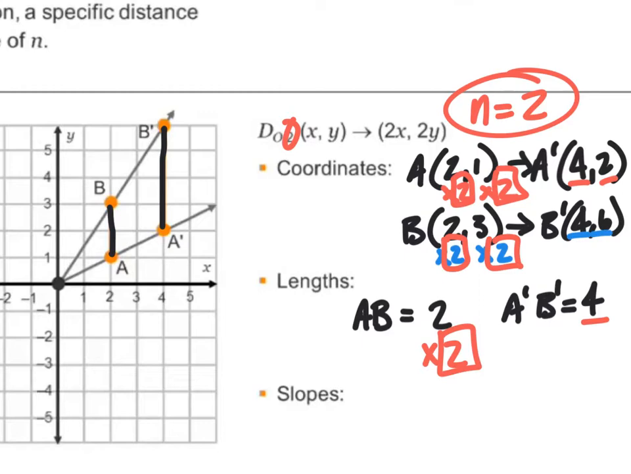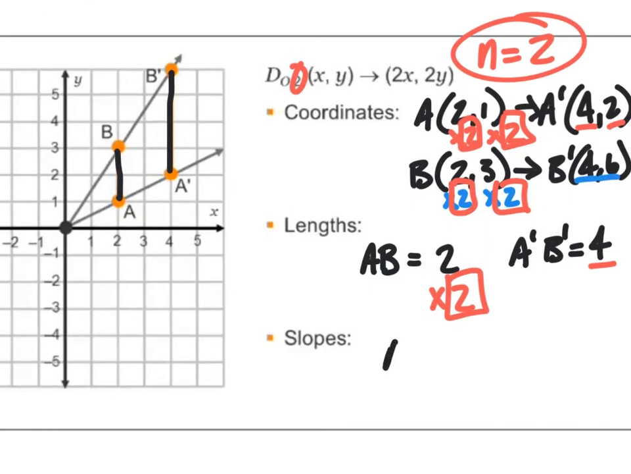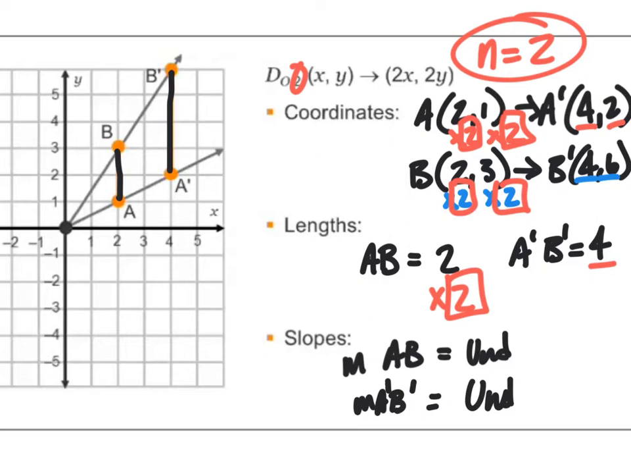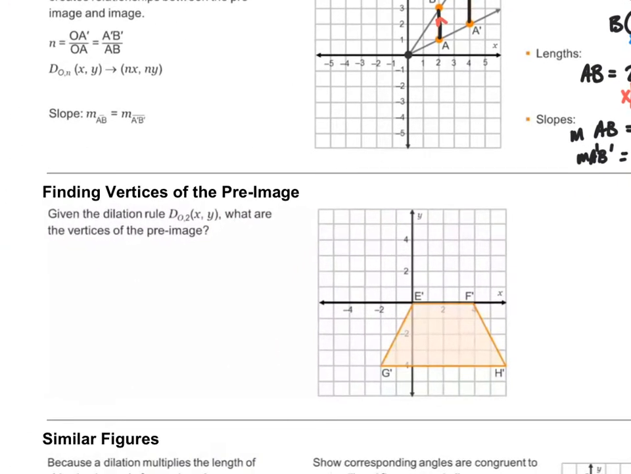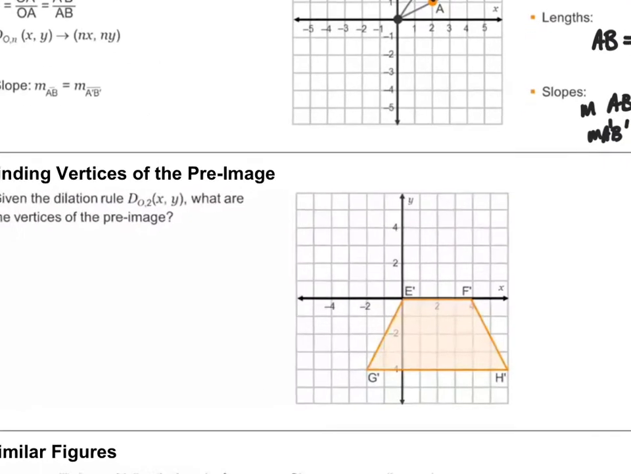Now the slope of AB is undefined because it's vertical, no rise, no run. The same thing goes for the slope of A prime B prime: those slopes are also undefined, and they are the same. We know these segments must be parallel if it's a dilation.